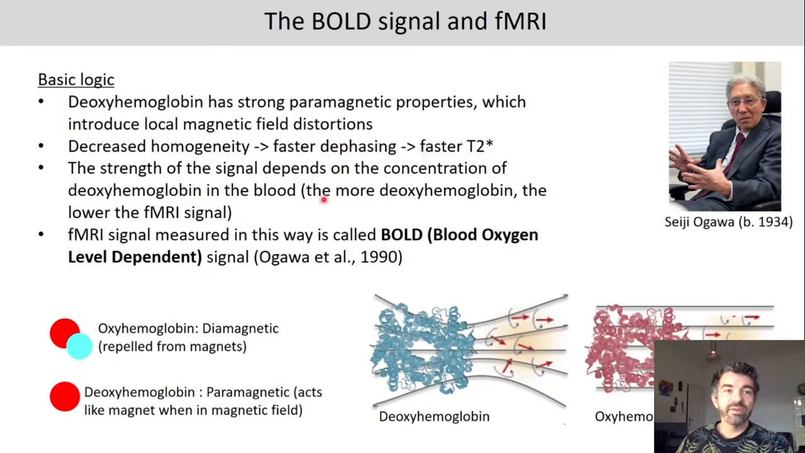So the strength of the signal really depends on the concentration of deoxyhemoglobin in the blood. The more deoxyhemoglobin you have, the lower the fMRI signal. And the fMRI signal measured in this way is called the BOLD signal, the blood oxygen level dependent signal.